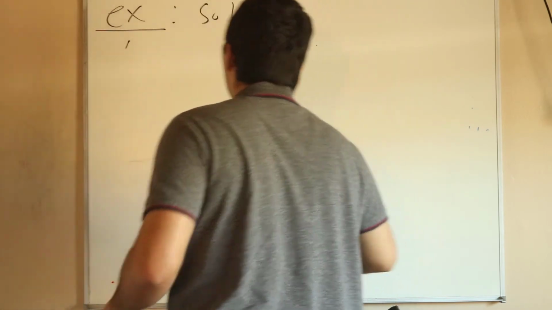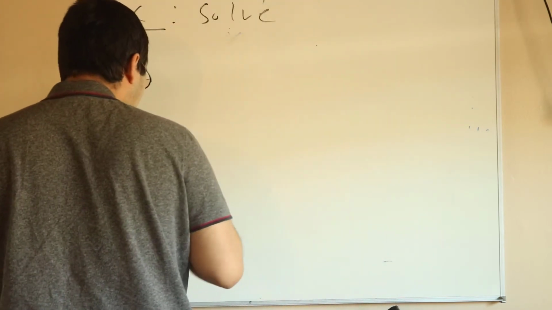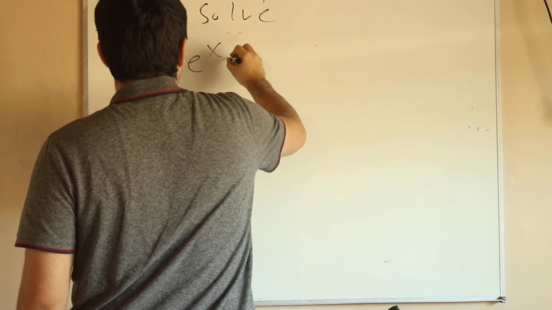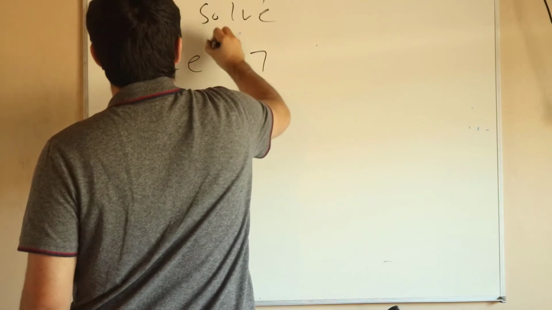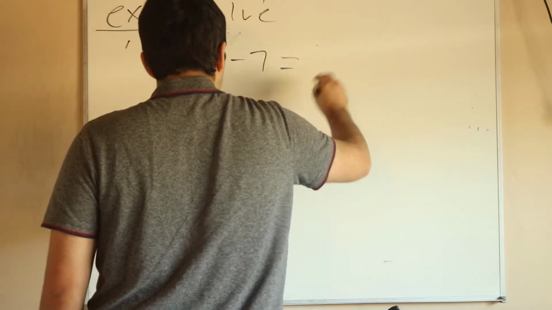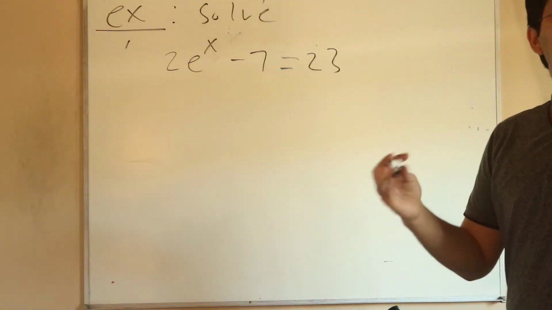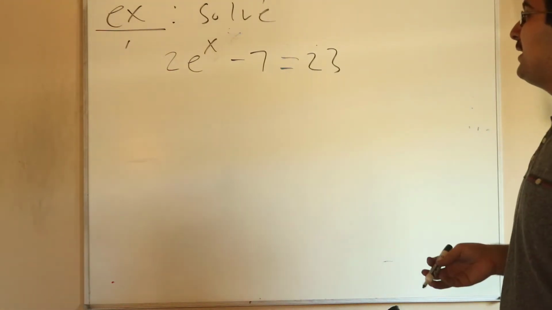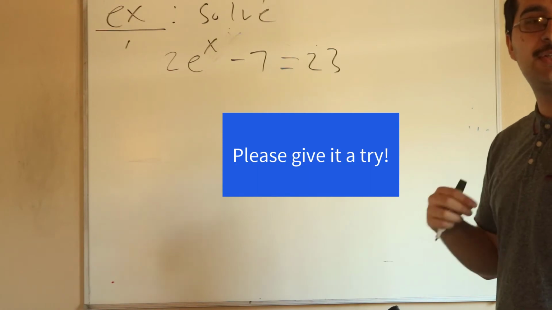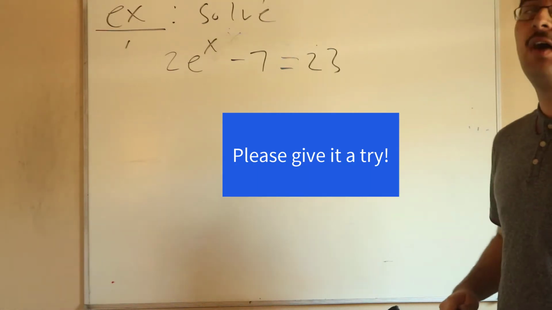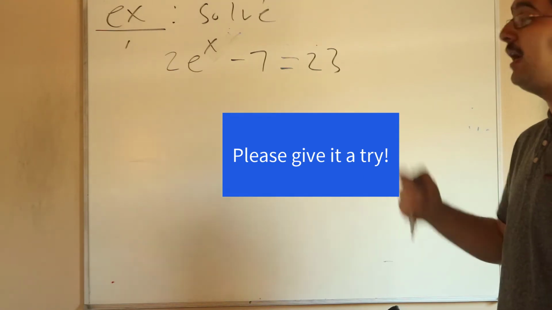Alright, so go ahead and solve the following equation. 2 times e to the power x minus 7 equals 23. Go ahead and take a couple minutes now to solve this equation. And after you solve for it, I'll go ahead and write my answer on the board, and we'll see if our answers match up. So go ahead and solve now.